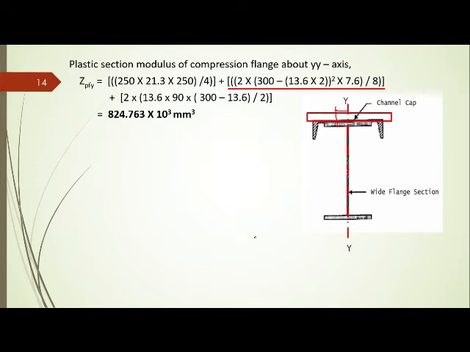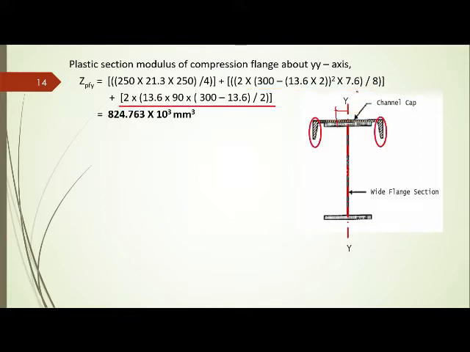Nextly, this portion we have calculated for the web, where we have taken 300 minus 13.6, this thickness, into 2, because both sides will be subtracted, and 7.6 is the thickness. Then we have to multiply this 300 minus 13.6 into 2 divided by 4. So it is coming as this square divided by 8, because one time we have multiplied by 2 and then this by 4. So it is resulting in this all divided by 8.